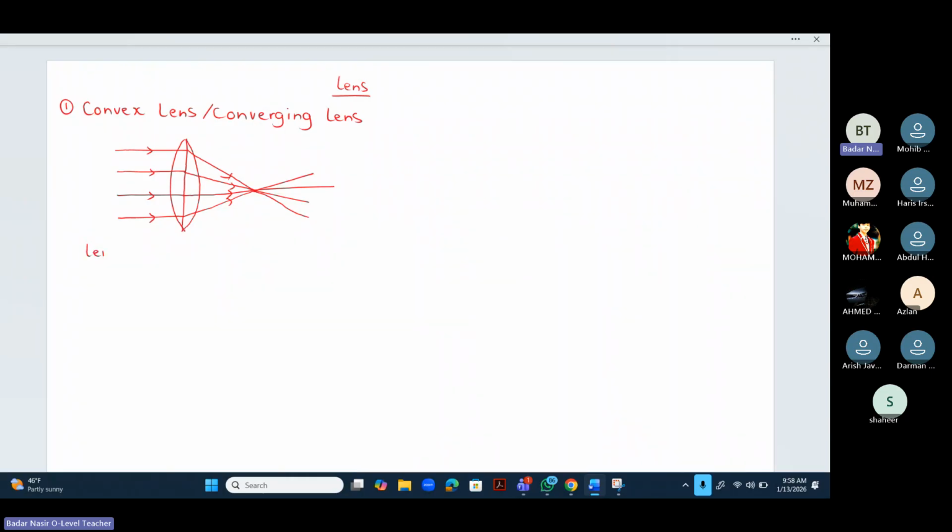So the lens is thin at the edges and thick at the center. The second point is that the parallel rays are converged at one point.